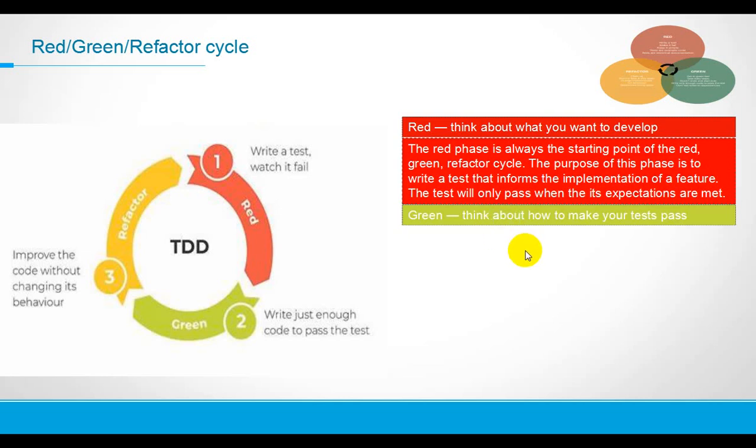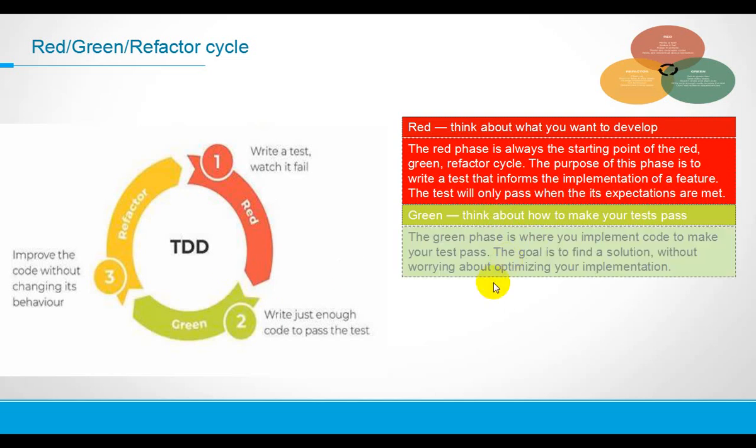The green phase, generally speaking, is think about how to make your test cases pass. The green phase is where you implement code to make your test pass. The goal is to find a solution without worrying about optimality of your experimentation.